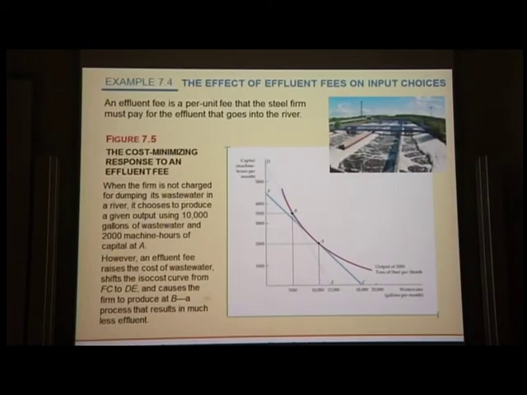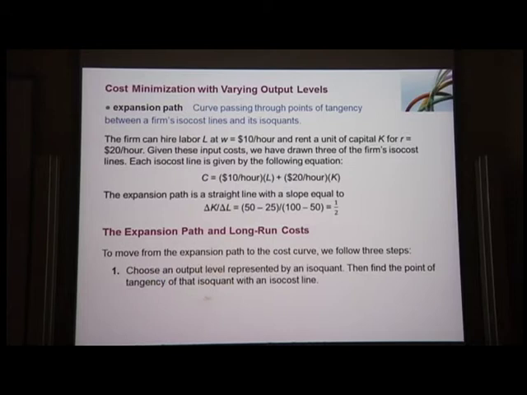Right now, when we go further, cost minimization with varying output levels. What we have determined in the previous diagram is what combinations the firm must choose to minimize cost. That means capital and labor. Now, the question arises, we talk about cost minimization with varying output levels. So here we bring in a new term, or a new path actually, what we call the expansion path. Now, what is the expansion path? It's a curve passing through points of tangency between a firm's isocost line and its isoquant.